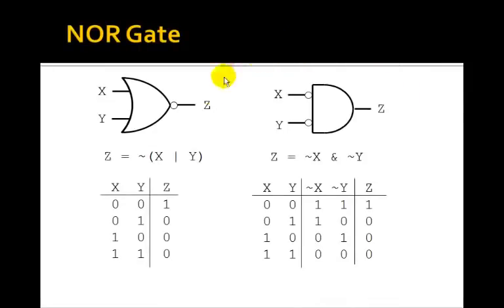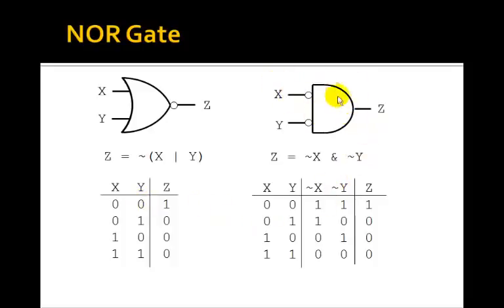Okay, let's take a look at the NOR gate now. Here's the NOR gate we had in lesson 1, where Z is not (X or Y). And this was the truth table. Remember, it's a not-OR, so the output is 1 when both inputs are 0.